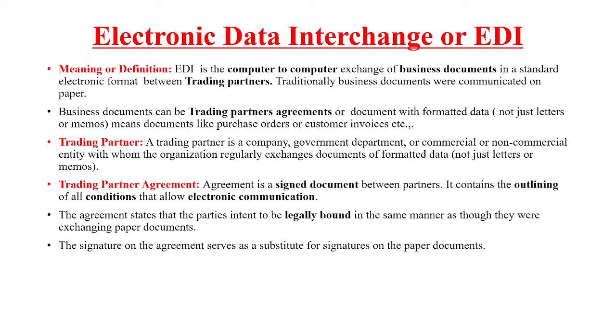Now, the next point is, what is a trading partner agreement? An agreement is nothing but a signed document that is exchanged between the partners. It contains the outlining of all conditions that allow electronic communication. Not only this, it states that the parties intend to be legally bound in the same manner as though they were exchanging paper documents. And the signature on the agreement serves as a substitute for the signatures on the paper document.